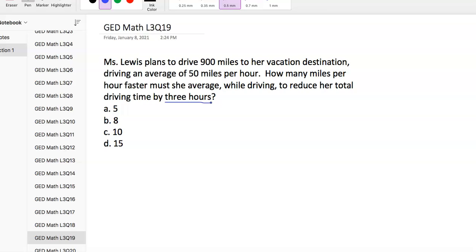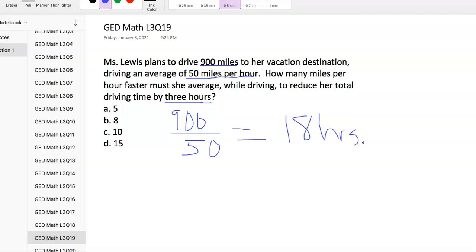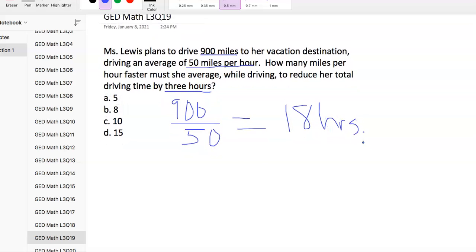Okay. Reduce the driving time by 3 hours. So first we want to figure out how many hours it took her when she was going 50 miles per hour, 900 miles. So when she went 900 miles at 50 miles an hour, how many hours was that? 900 divided by 50 is 18. So it took her 18 hours. So the question is, how fast is she going to have to drive to get there in 15 hours, right? That's what they're asking you.